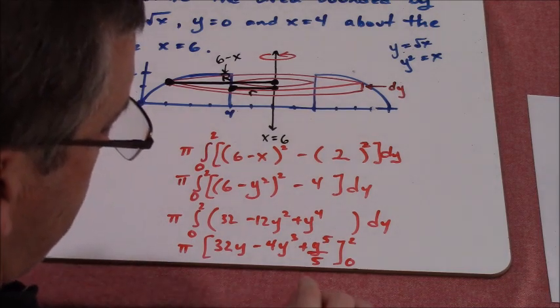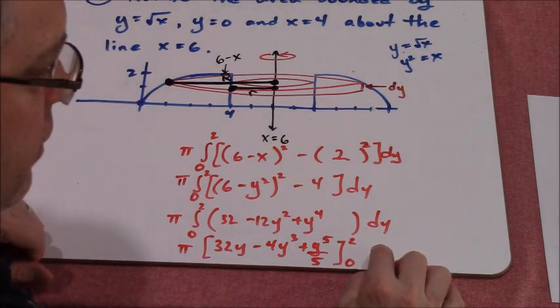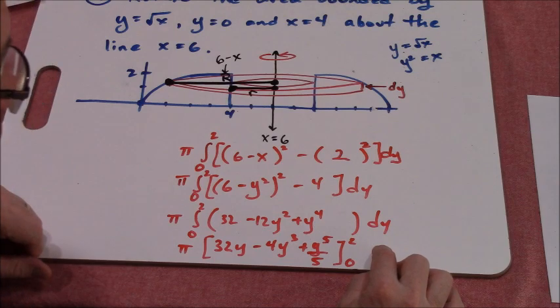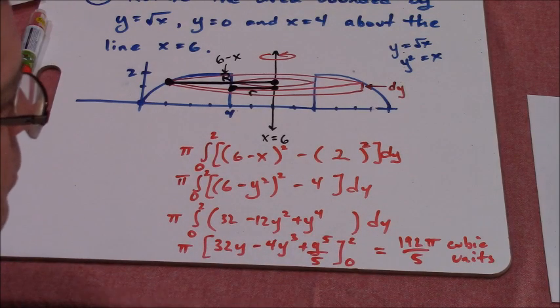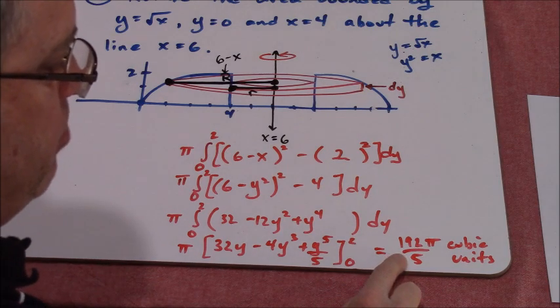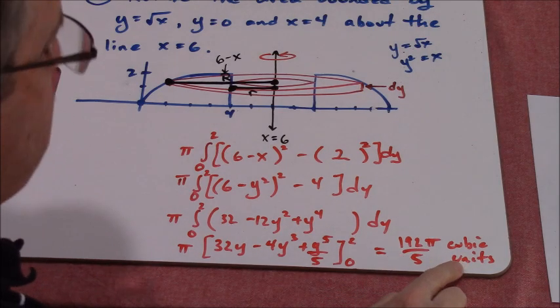I'm going to run out of space here, so I'm just going to write down the final answer so we know what it is, and then you guys can check that. All right, so there's my final answer, 192 pi over 5 cubic units.